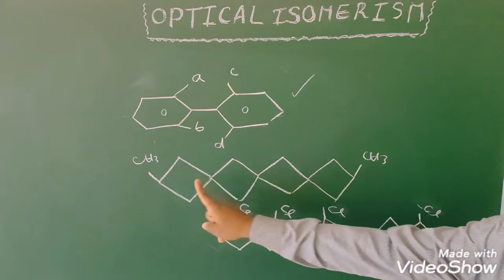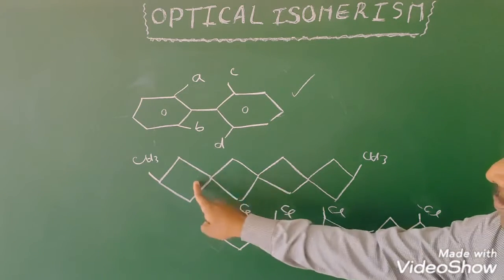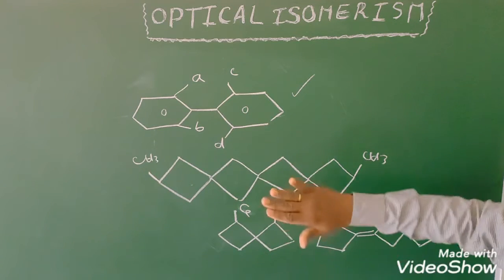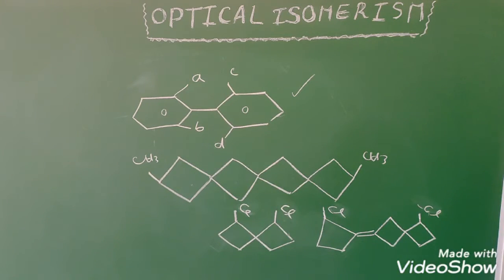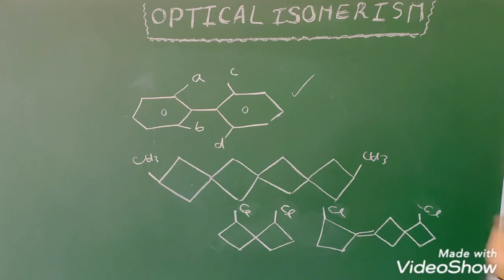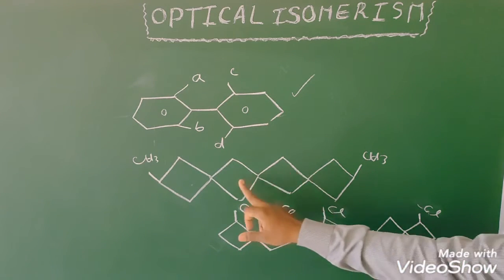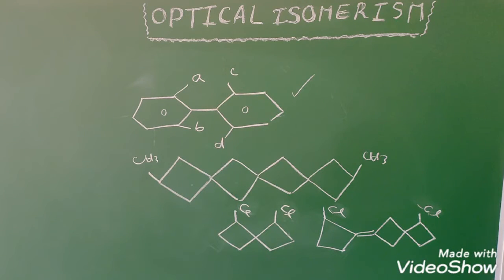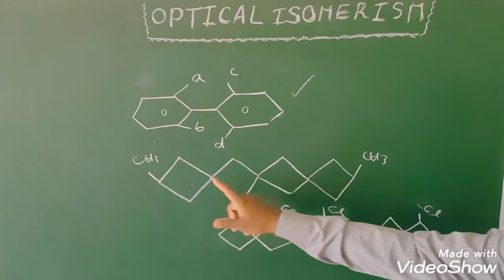Next one is the spiranes. An even number of rings gives a non-planar molecule. On the board it looks like there is symmetry, but that is not correct. Practically, the rings are not present in the same plane. So plane of symmetry is absent and there is no center of symmetry. Even number of rings, disubstitution.